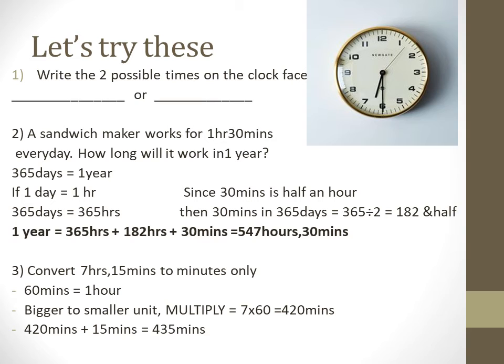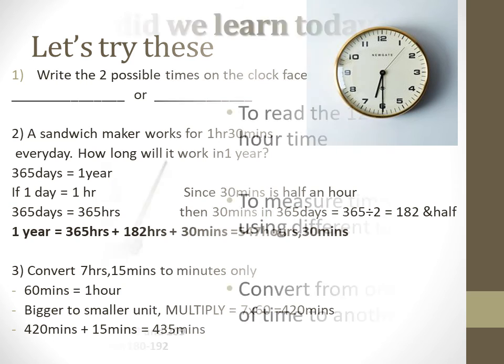Why do we multiply only the 7 and not the 15? Of course, because the 15 is already in minutes. We don't need to do anything. Just change only the hours and add the 15 minutes to the answer. So if we change 7 hours to minutes, we multiply 7 by 60 minutes that make 1 hour, and that gives us 420 minutes. If we add it to 15 minutes, what do we have? 435 minutes. Yeah, bravo. So we did it. Now let's see what we have next.